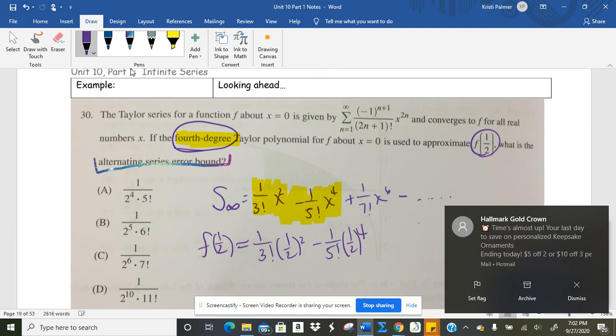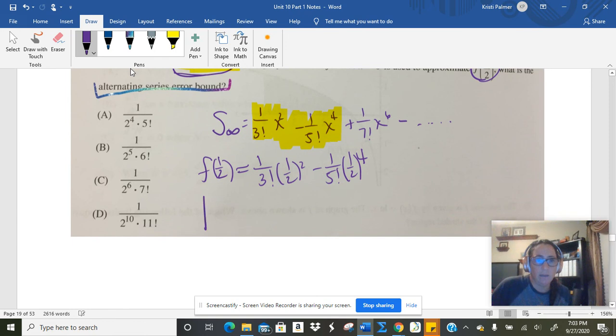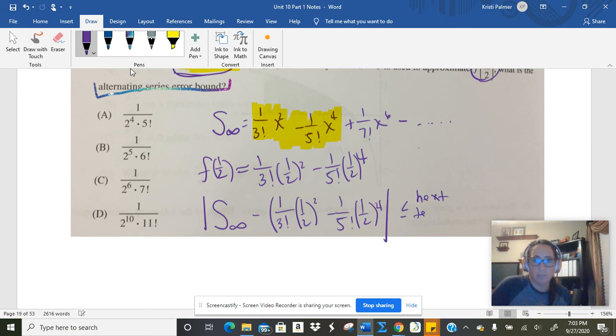Okay, and it says that using the alternating series, what would be the error here? So if I went forever and ever minus what I just found, that partial sum, then that has to be less than or equal to the next term. Well, the next term was this right here, but instead of x, I'm doing the same thing and plugging in the 1/2.